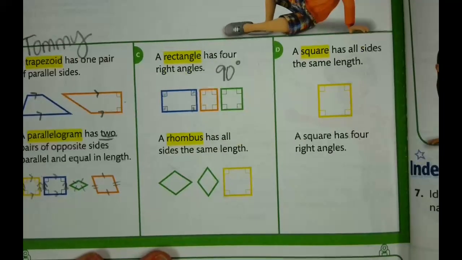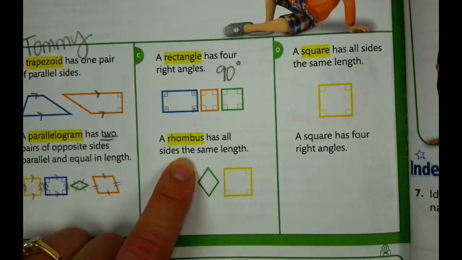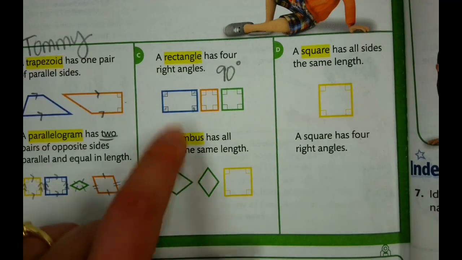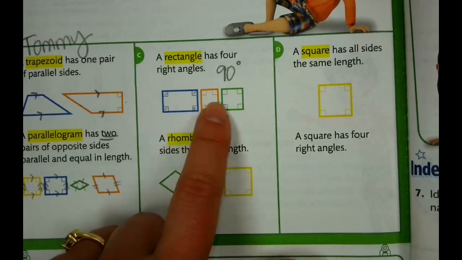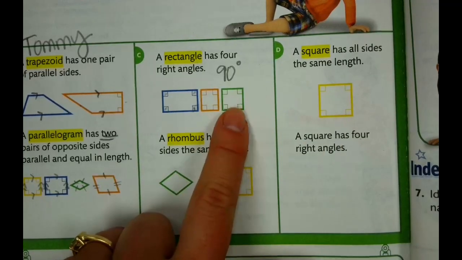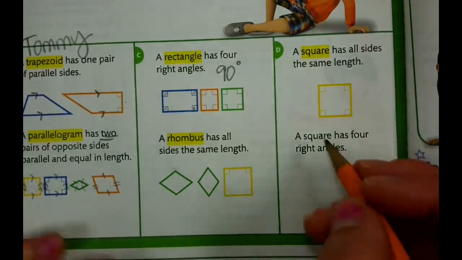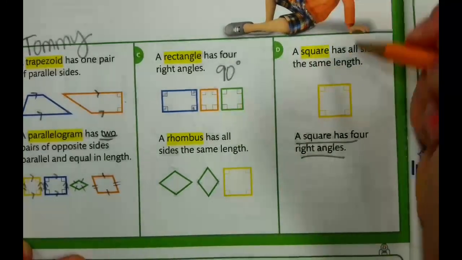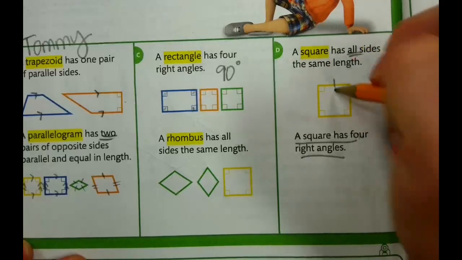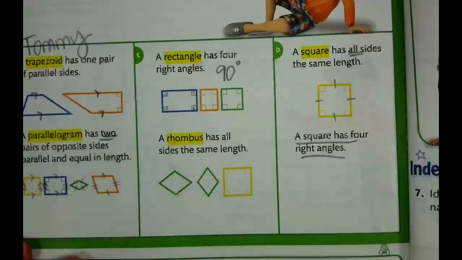A rhombus has all sides the same. I kind of want to jump over to a square instead. A rectangle that has all sides the same, like this green guy, is a square. A square also has 4 right angles, but all 4 sides are the same length. So those are all the same.